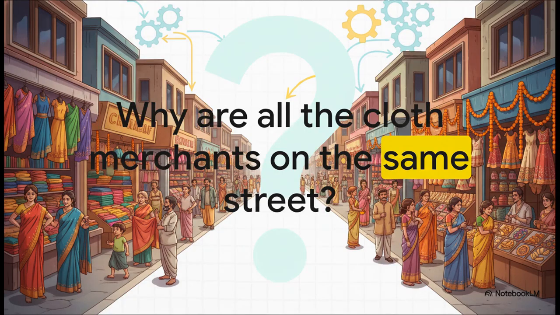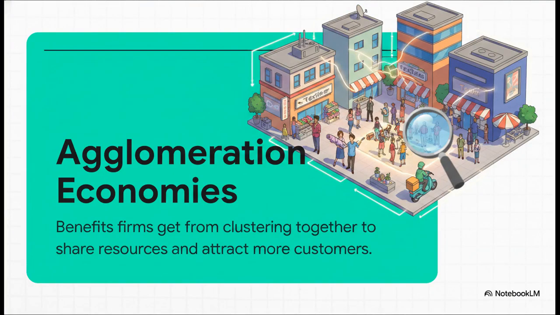So, have you ever been to a place like Chandni Chowk in Delhi and wondered why are all the cloth merchants on the same street? It seems weird, right? Wouldn't they want less competition? Well, it turns out there's a really powerful economic reason they all huddle together. And the answer is agglomeration economies. This is the big idea that businesses actually benefit from being near each other. They can share suppliers, they can pull from the same pool of skilled workers, but most importantly, they create a destination. If you need cloth, you know exactly where to go. That whole cluster of stores becomes a magnet for customers, which ends up benefiting everybody there.